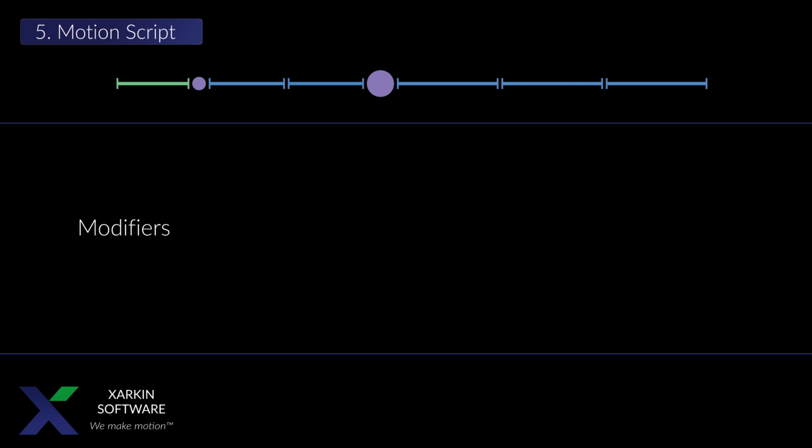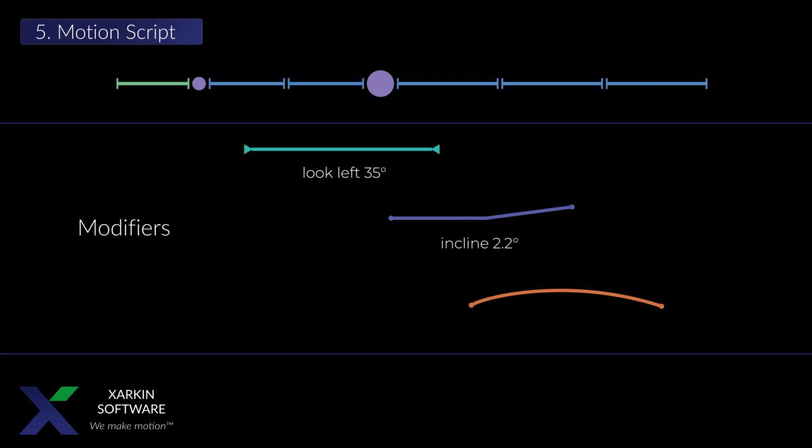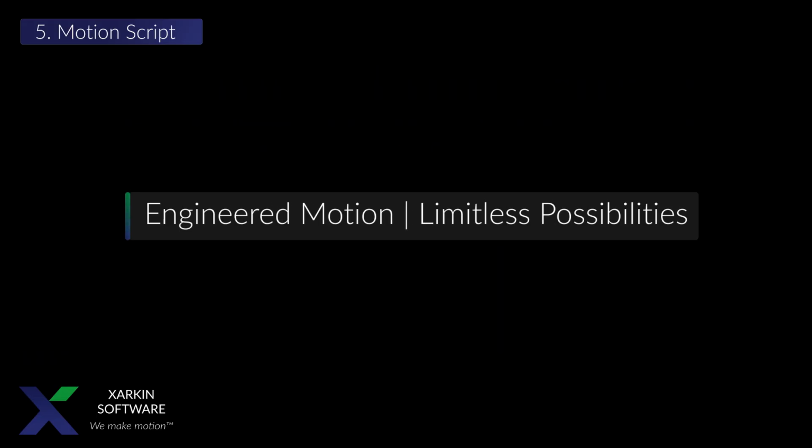We might want the character to look left, spanning from the walk to the first run cycle. Our character might be going up an incline for a few steps, or they could change direction over a number of steps. Motion Script provides animators, motion designers, and programmers with granular control of the articulated assembly they are moving.